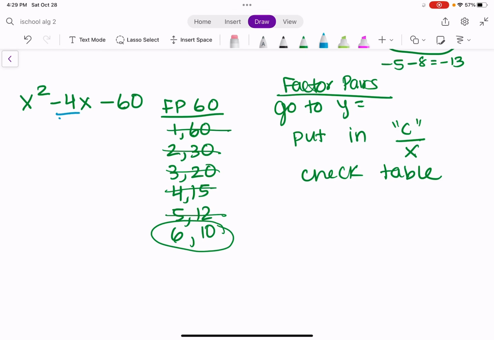Now, I want negative 4, so I need to ask myself, which one needs to be negative? Since it's negative, you want to make the bigger number negative, the smaller number positive. Because if you put this in your calculator, 6 minus 10 is, in fact, going to give you negative 4. So our answer is going to be x plus 6, x minus 10, right? And that's our factored form. We factored it, okay? Try the problems.